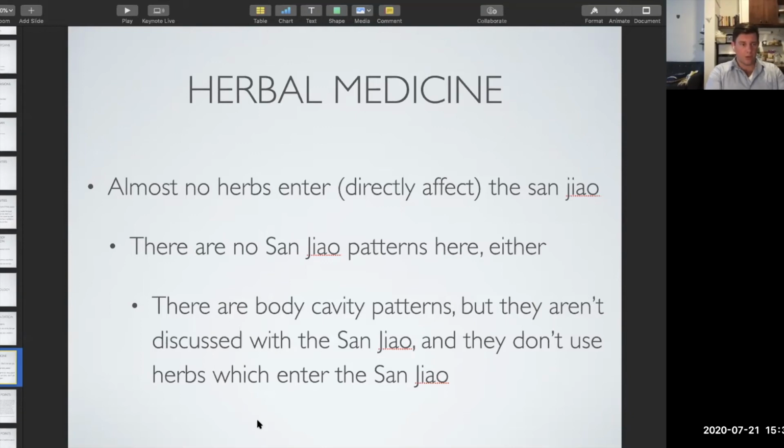We don't go to the San Jiao with herbs. That's not how it works. There are no San Jiao patterns. If you try to look up San Jiao patterns in a book, it doesn't exist. There are body cavity patterns. There was a period of time in Chinese medicine where it's like, oh, this is an upper Jiao pattern. There's diagnosis by the Jiaos, but they're not San Jiao patterns. And even in those body cavity patterns, we're not using herbs that go to the San Jiao. We're using herbs that have a tropism, a directionality that goes to certain areas of the body.